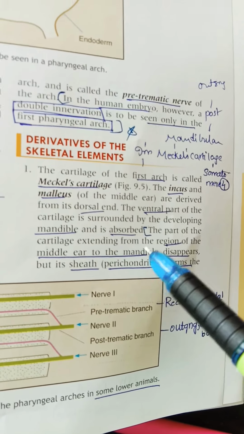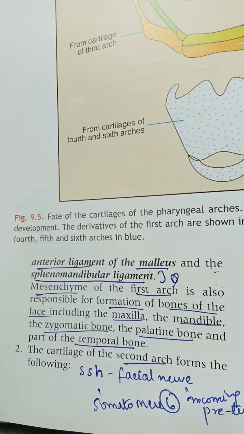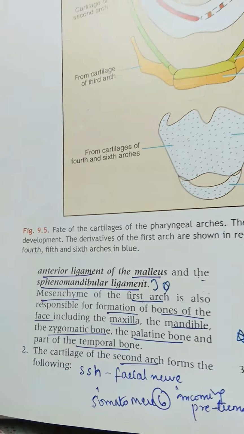Here I have found one more important point, like the part of the cartilage which is extending from the region of the middle ear up to the mandible disappears, but its sheath, that is the perichondrium, forms what structures? That is our anterior ligament of malleus and also sphenomandibular ligament. So let us check out what are those over here in this diagram.